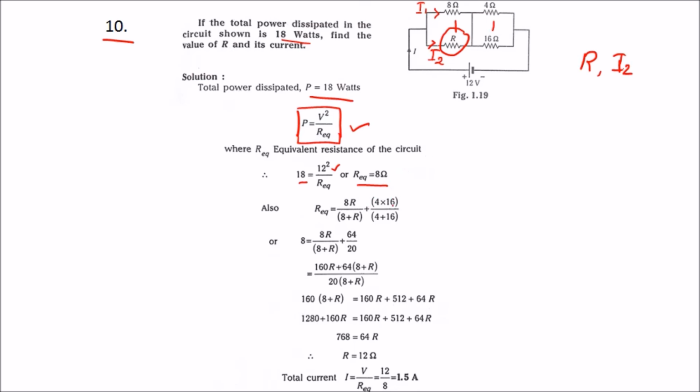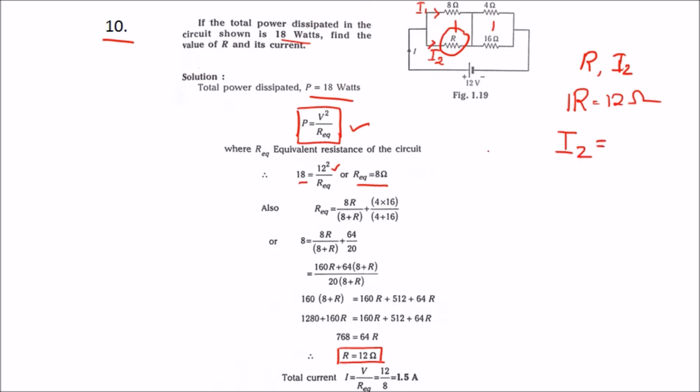Using this, we can find out the value of R. We know the equivalent formula, that is 8R divided by 8 plus R, plus 4 into 16 divided by 4 plus 16. By simplifying this, we will get the value of R, which is nothing but 12 ohms. So from this, we got the R value, that is 12 ohms.